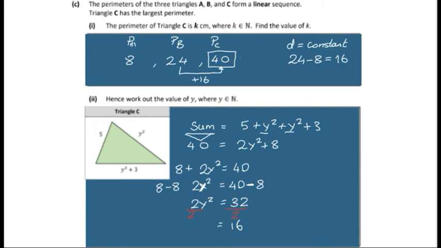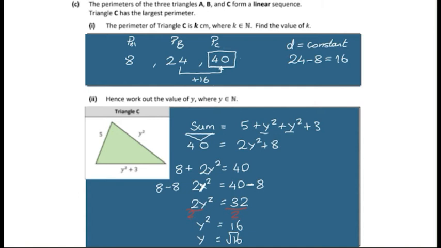So we want to get the square root now, because what number multiplies by itself to give a result of 16? Well, it's 4, isn't it? So y is equal to the square root of 16. We could get negative 4 as well as a possible result, but we're going to choose the positive because it would be rational.